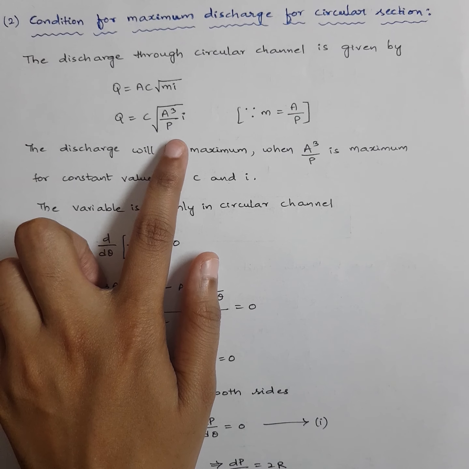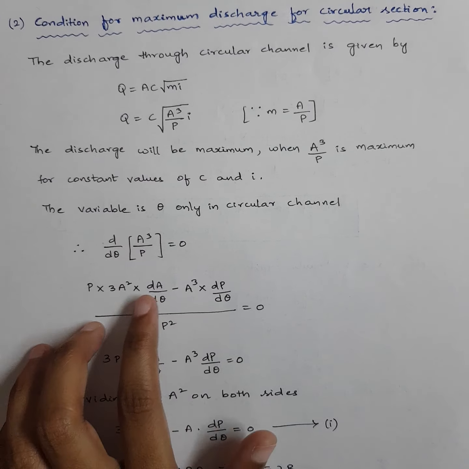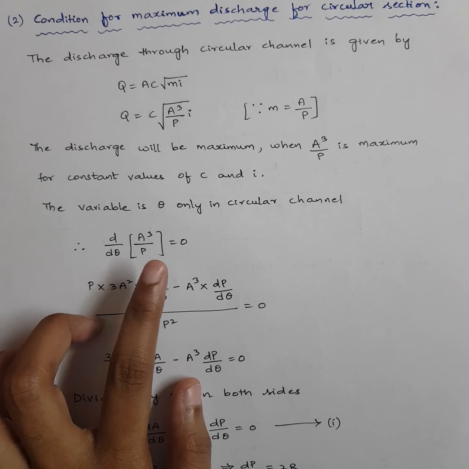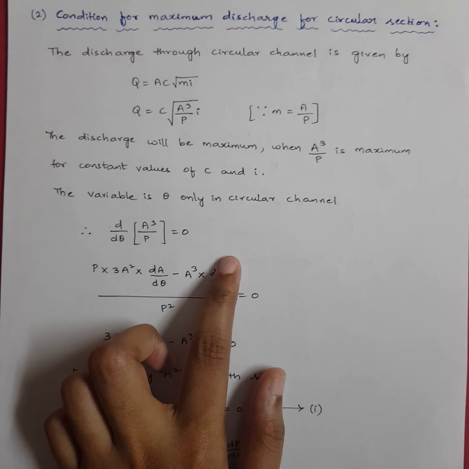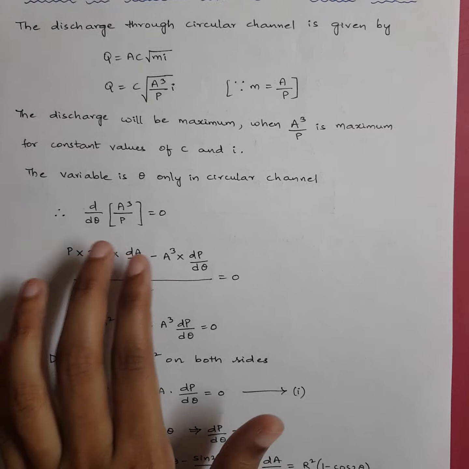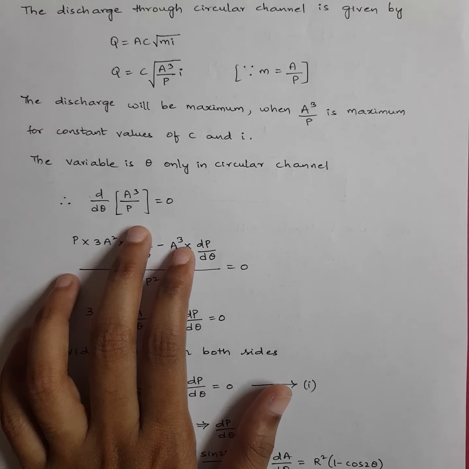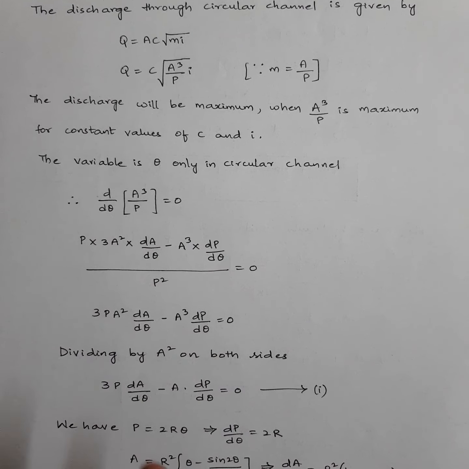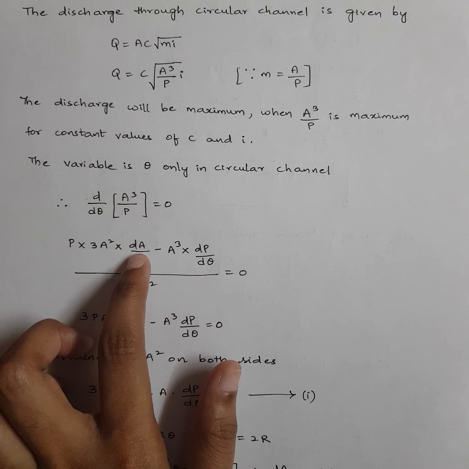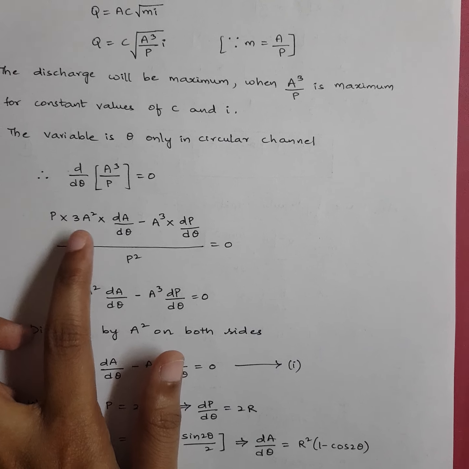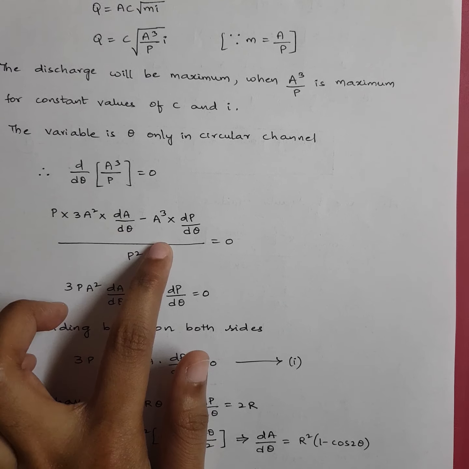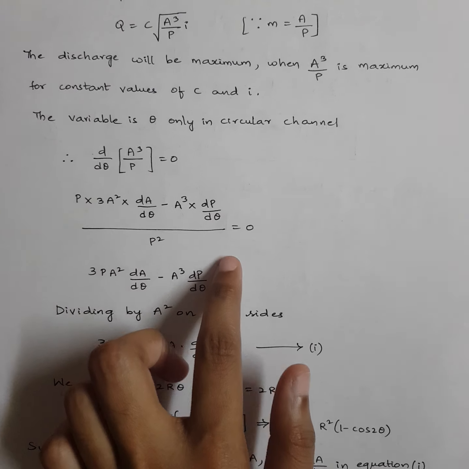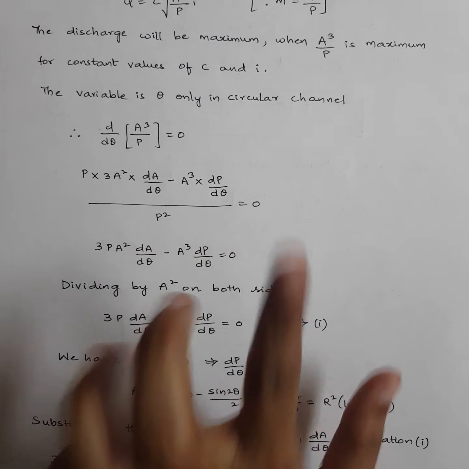Again, A and P are dependent on whom? Theta. So now what you have to do? Differentiate A cube by P with respect to theta equal to 0. Similar to the previous case. In the previous case we did d by d theta of A by P. Now we are doing A cube by P. Again by the u by v formula, it will be v u dash, P into 3A square into dA by d theta, minus u v dash, A cube into dP by d theta, by v square equal to 0.